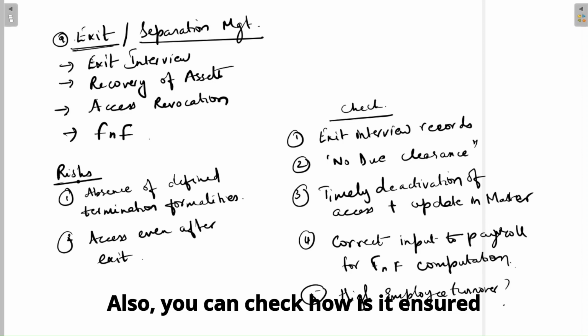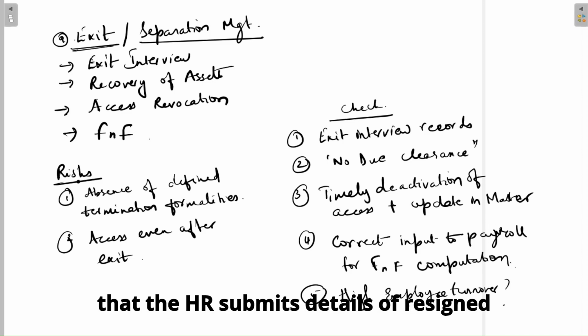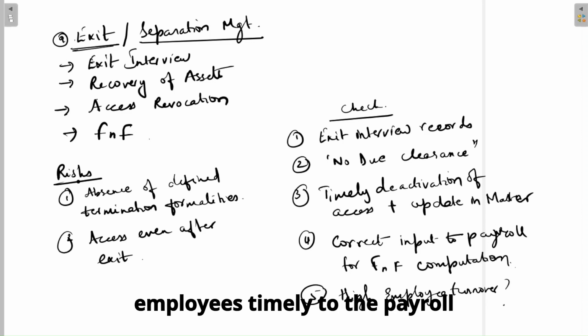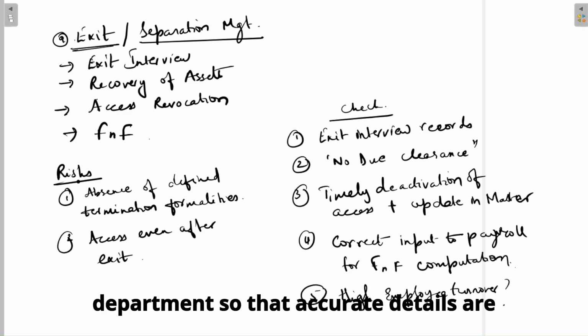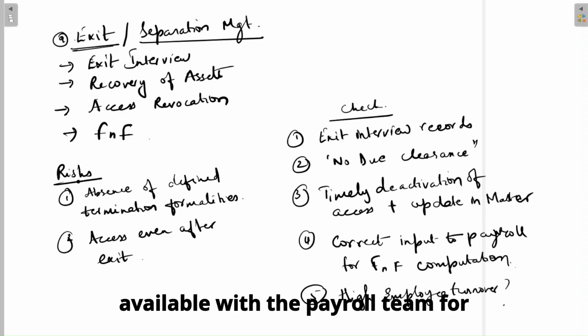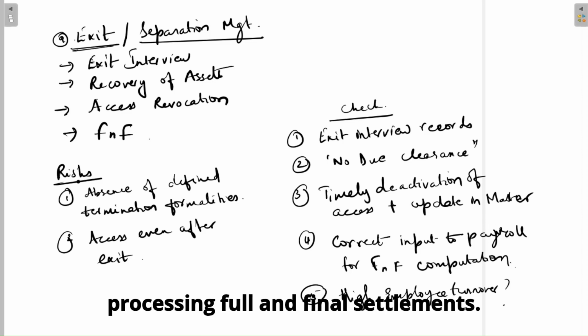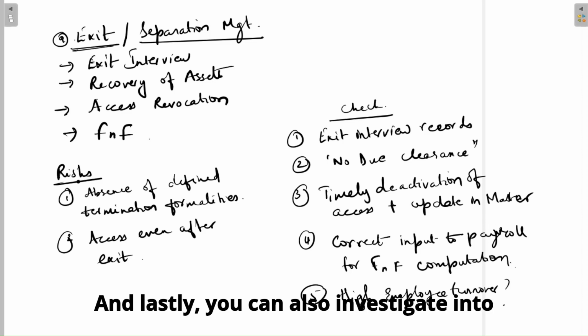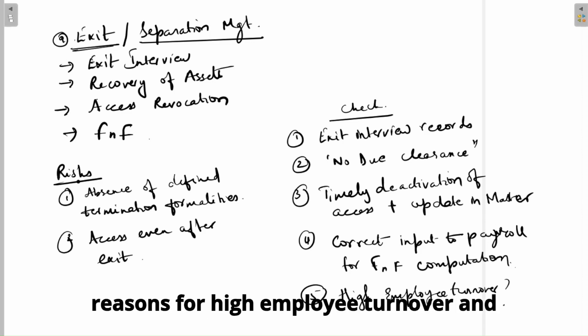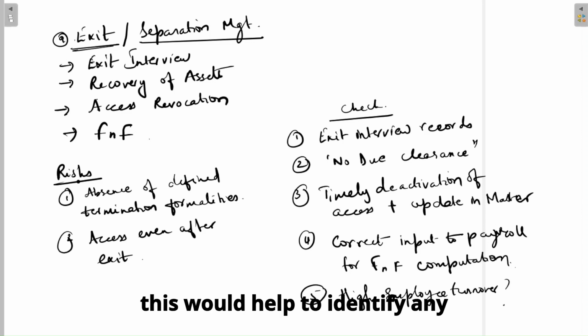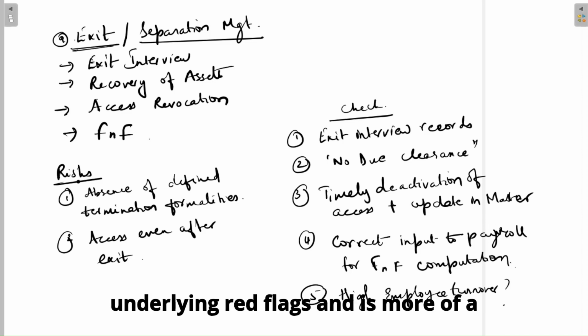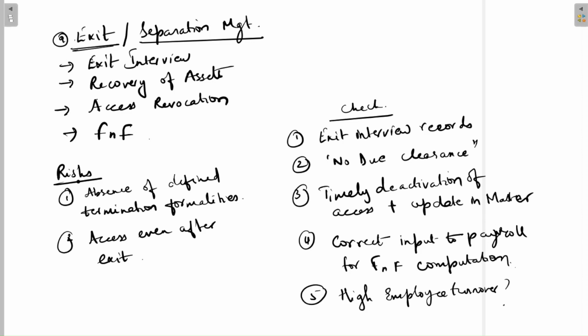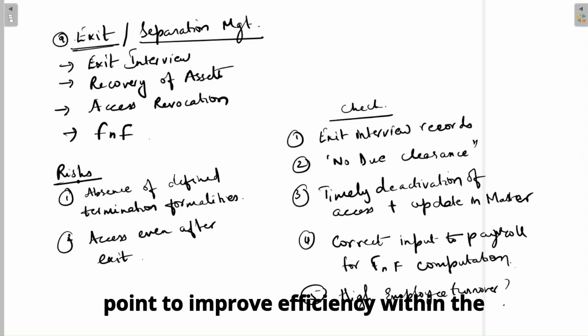Also, you can check how it is ensured that the HR submits details of resigned employees timely to the payroll department so that accurate details are available with the payroll team for processing full and final settlements. And lastly, you can also investigate into reasons for high employee turnover, and this would help to identify any underlying red flags and is more of a point to improve efficiency within the company.